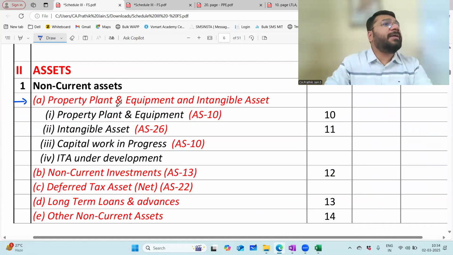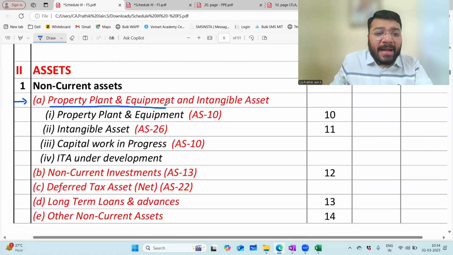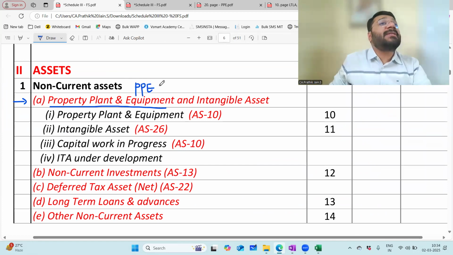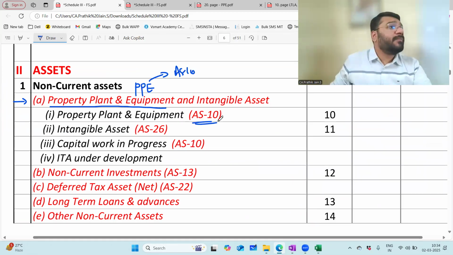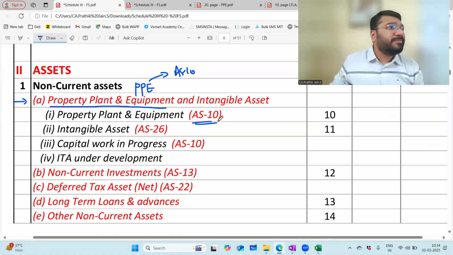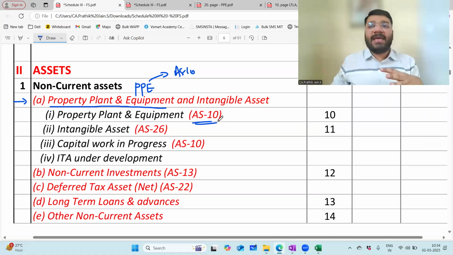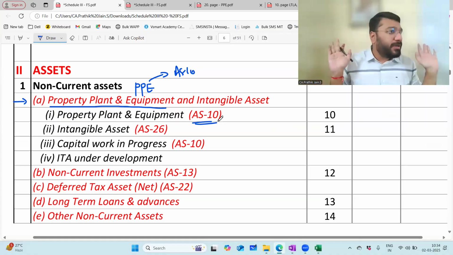Now, let's discuss all the items of non-current asset one by one. The first item that we're going to discuss is property, plant, equipment. Short and sweetly we call it as PPE. This is a name that is being derived from Accounting Standard 10. Accounting Standard 10, a little bit we already discussed in CA Foundation. When we come to CA Intermediate, we'll be discussing this in depth. Entire Accounting Standard 10 we are going to discuss.